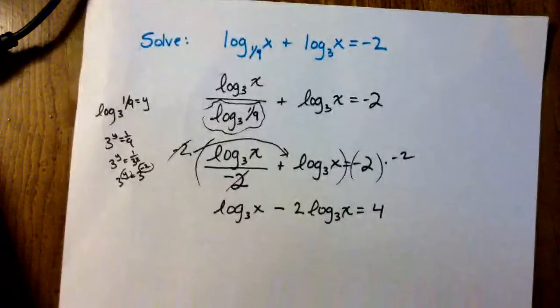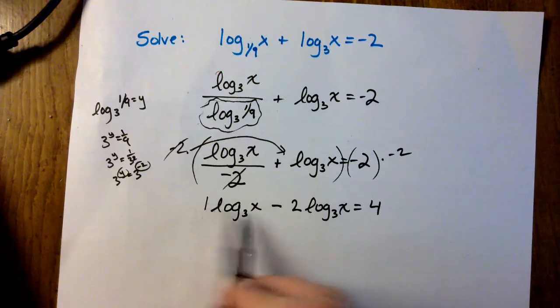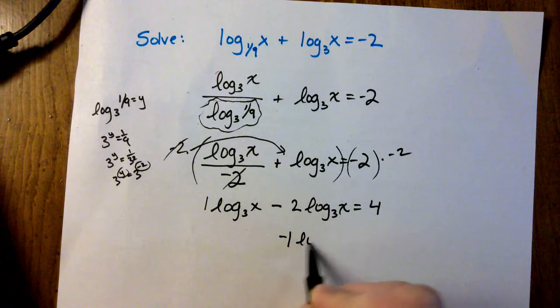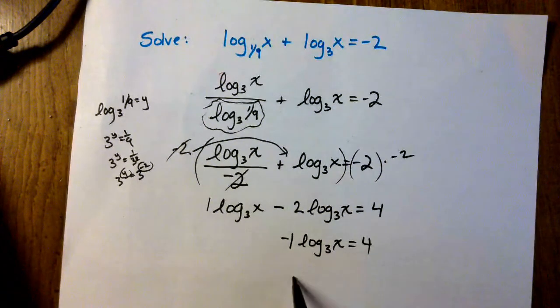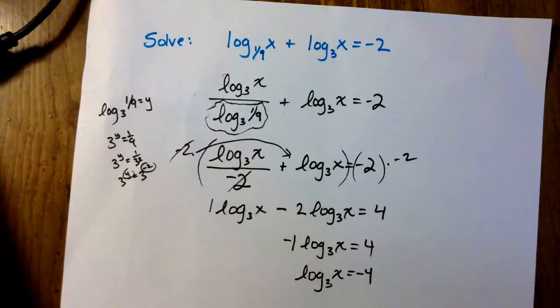And then carrying on, literally they are the same base, right? So it's like 1 log base 3 of x minus 2 log base 3 of x. So that would be -1 log base 3 of x equals 4. Divide everything by -1. You're getting log base 3 of x equals -4.